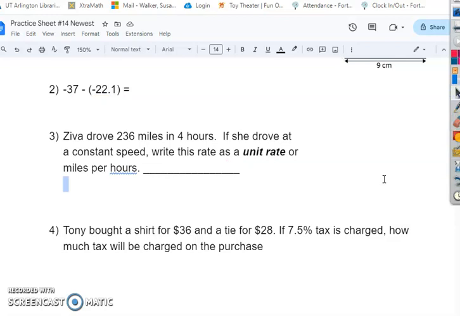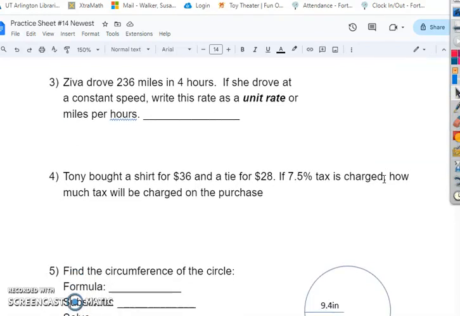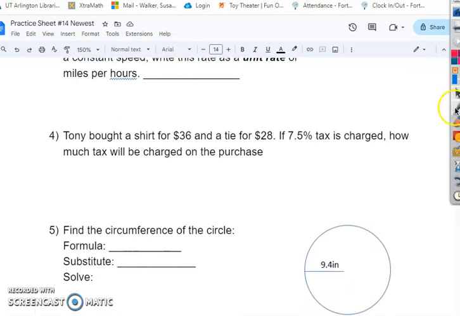Okay. Number 4. Tony bought a shirt for $36 and a tie for $28. If 7.5% tax is charged, how much tax, only tax, will be charged for the purchase. Okay? We have to make sure we're reading carefully. So hopefully we know that when we go up, the person behind the register is scanning, right? So we have to add those first. Okay? That's what we do first.